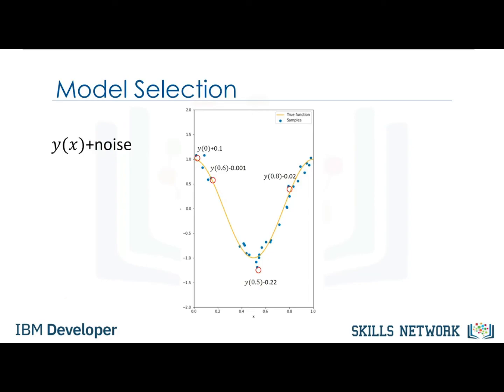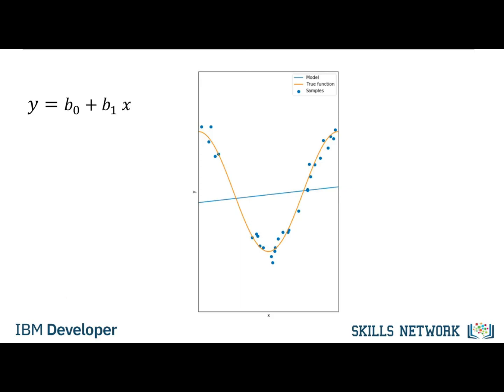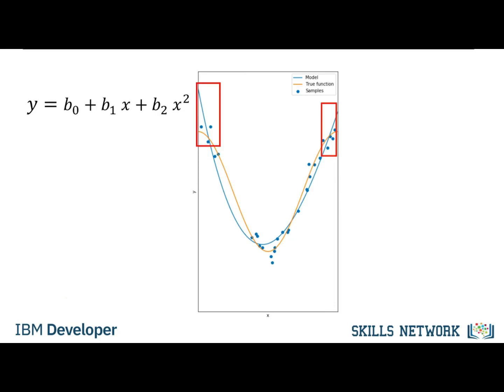function y(x). If we try and fit the function with a linear function, the line is not complex enough to fit the data. As a result, there are many errors. This is called underfitting, where the model is too simple to fit the data. If we increase the order of the polynomial, the model fits better, but the model is still not flexible enough and exhibits underfitting.